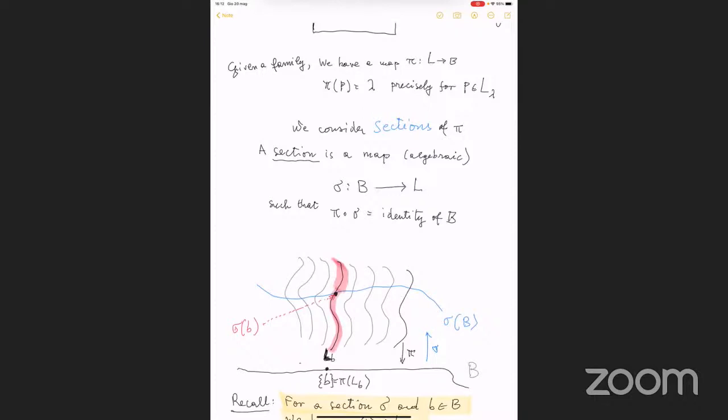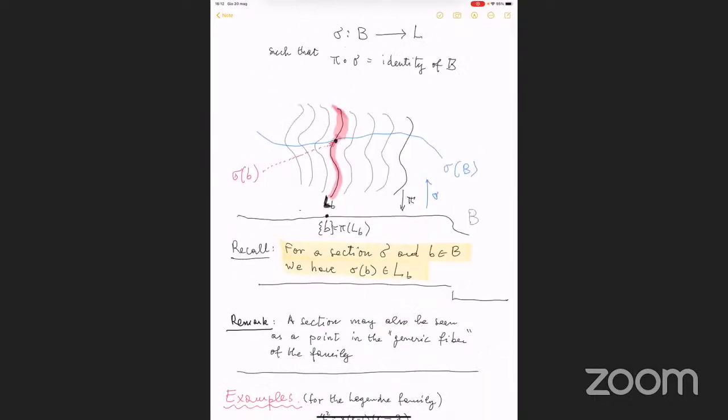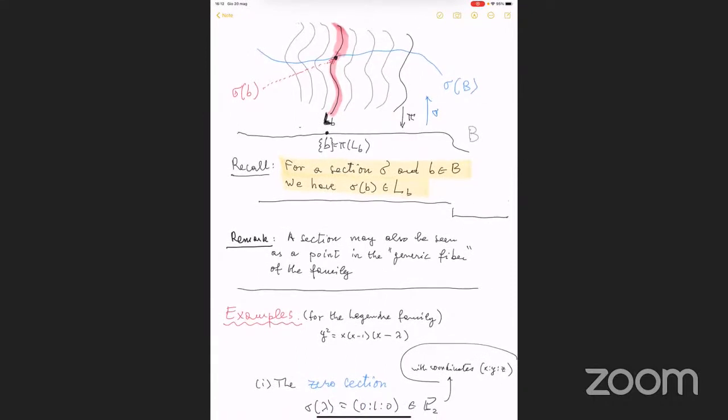And this function must assign to a point of the base 1 point in the elliptic curve corresponding to the point in the base. So you may have a section, and the image of the section is like the graph of a function. And this section may also be seen as a point in the generic fiber of the family.